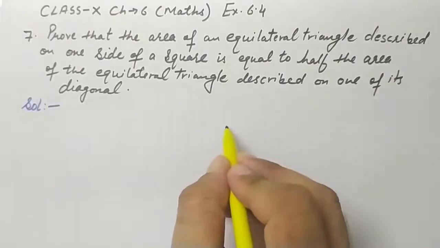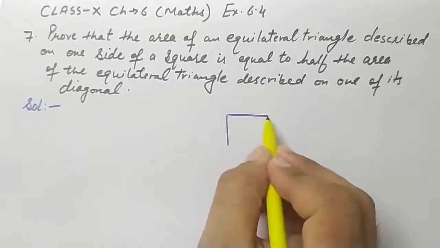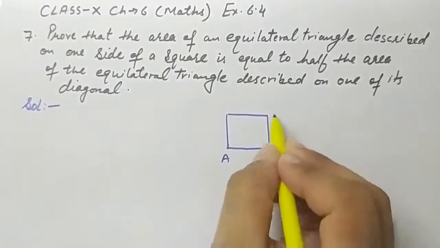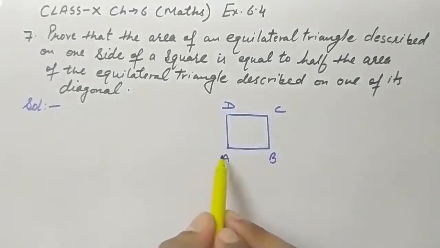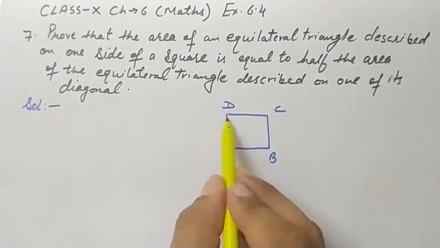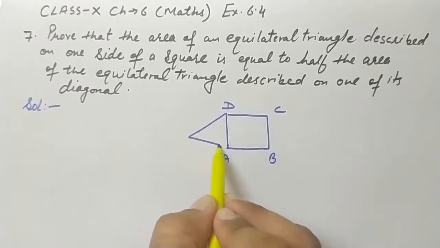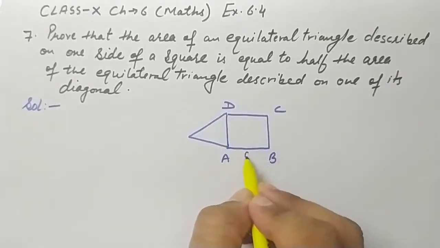We have a square. Suppose this is the square ABCD, and it is said that one equilateral triangle is on one of its sides. Suppose this is side AD, and on this side one equilateral triangle is there. Suppose the side of this square is A unit.